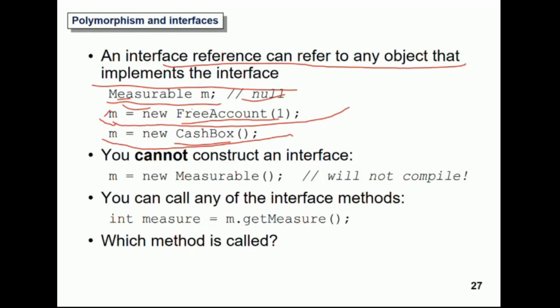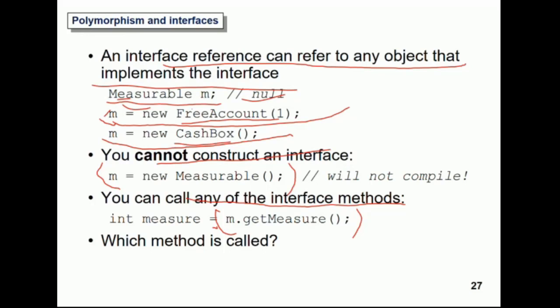You cannot construct an interface, obviously, so you can't say m is equal to new measurable, okay, because measurable is just an interface. And you can call any of the interface methods. In this case, there's only one method, which is getMeasure. So you can say m.getMeasure, but you can't call any of the other methods. I can't say, for example, m.total for the cache box, or m.getBalance for the free account, or m.withdraw, or m.transfer. I can't do any of those things, because at the moment, my reference type is measurable.